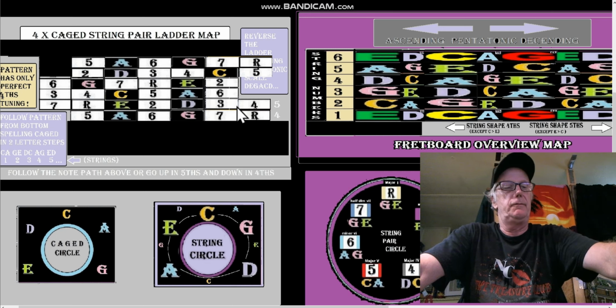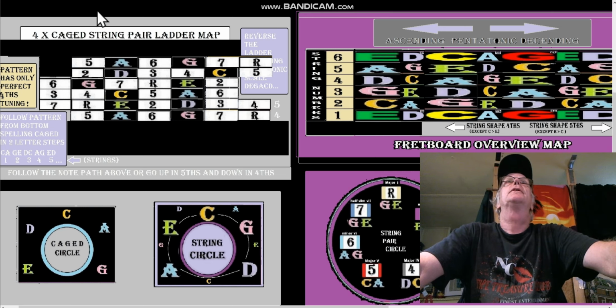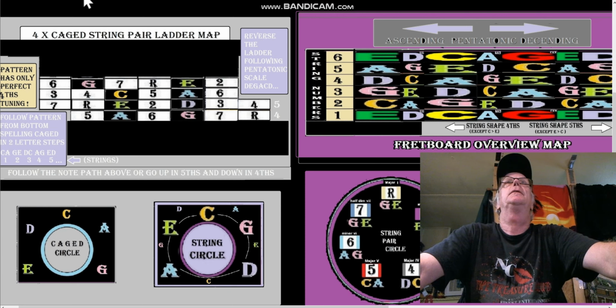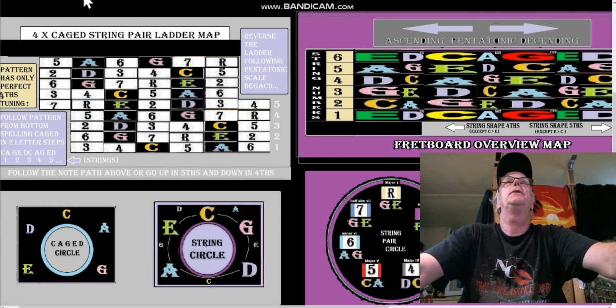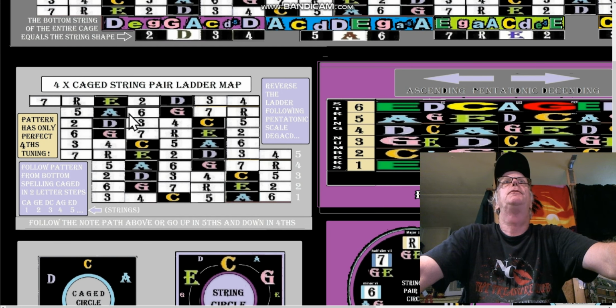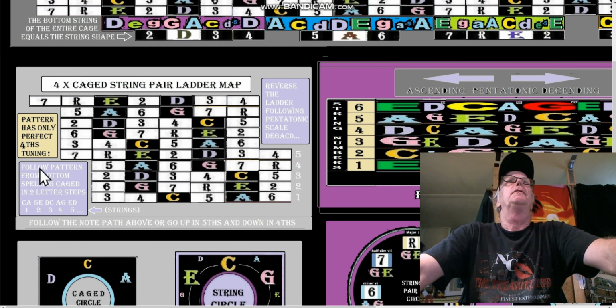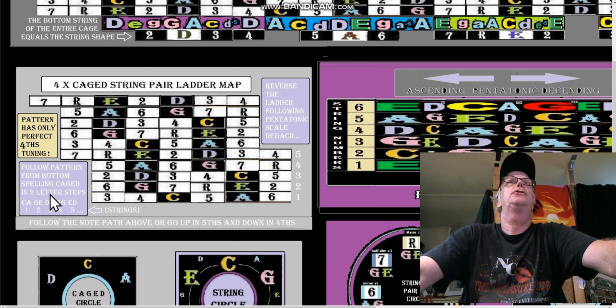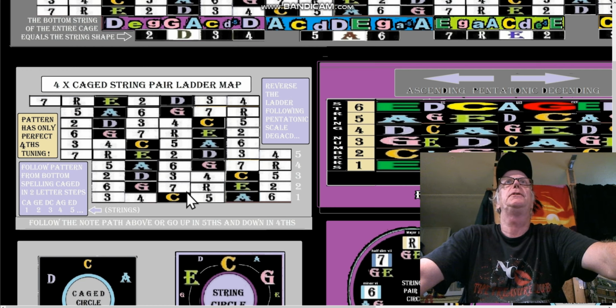So that we have. So let's go back to the regular pattern stack now. Remember, we built all this from the regular pattern stack. So this is P-force tuning. So we can follow the pattern from the bottom, spelling CAGED in two-letter steps, C, A, G, E, and the 3 is the third string. These are the strings. So string 1 would be C, A, string 2 would be G, E, and we climb up this ladder.